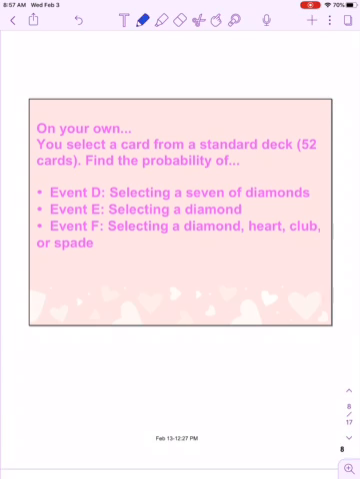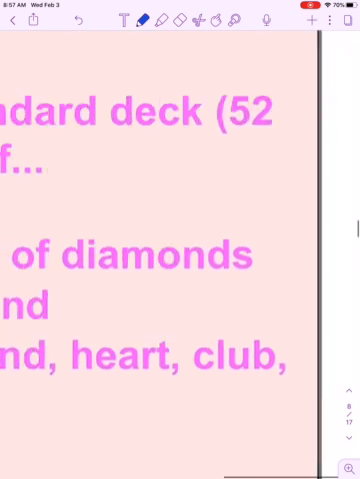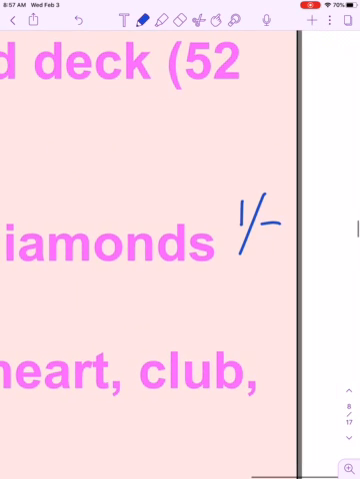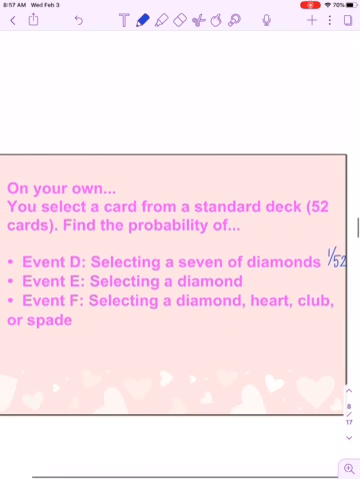All right, I'll do these with you because people struggle with cards. Selecting a 7 of diamonds. There's only one 7 of diamonds. There's 4 7s, but they're all different suits. So there's only one 7 of diamonds out of 52 cards. So you only have a 1 out of 52 chance there.